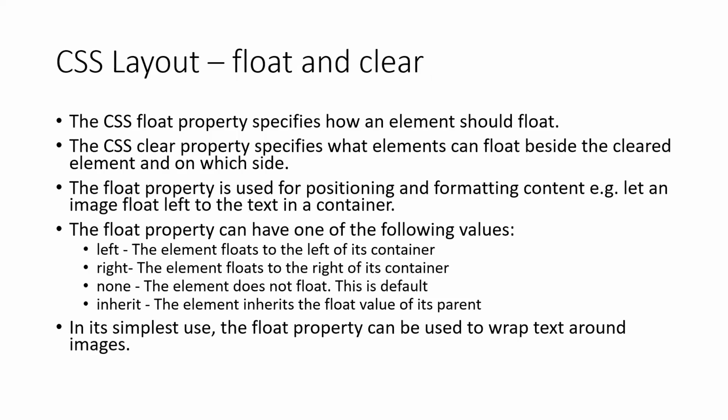Then you can also use float and clear. When it comes to two elements together, like an image and text, how are you going to put things together, and on which side do you want a particular element? That part we will discuss under float and clear. The float property is used for positioning and formatting, right? As I told you earlier, the image is to the left of the text container. So with float, you can have left, right, none, and inherit. None means it will not float, so that's the default value. Inherit means the float value is taken from the parent.